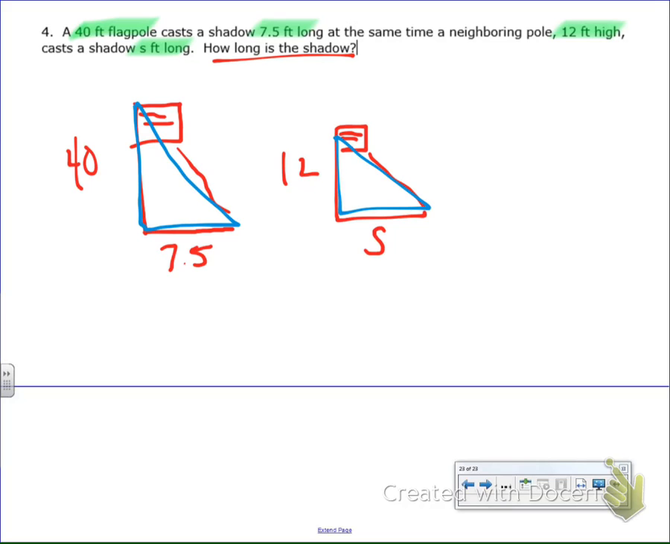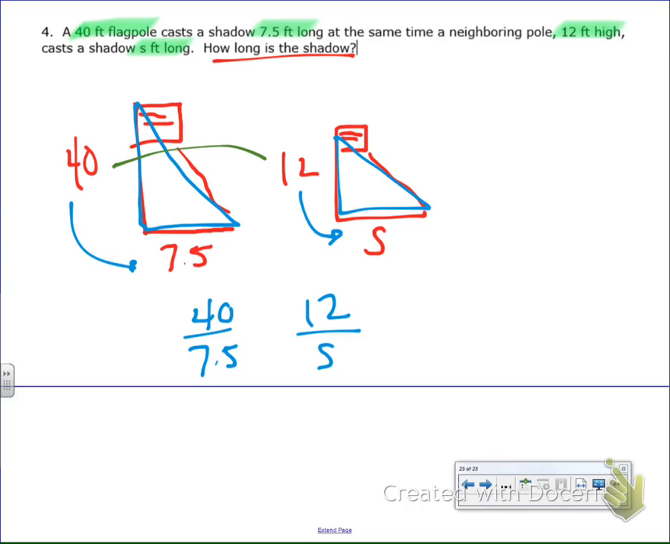So let's start by setting up our proportions or our ratios. What I'm going to do is say, okay, I'm going to put my side over my bottom, and I'm going to put 40 over 7.5, and then do the same thing over here, so I have 12 over S. The reason I like to do this is because I like to connect from side to side when I'm going right here. See how my green arrows kind of match each other right there? That's the kind of direction I'm looking for.